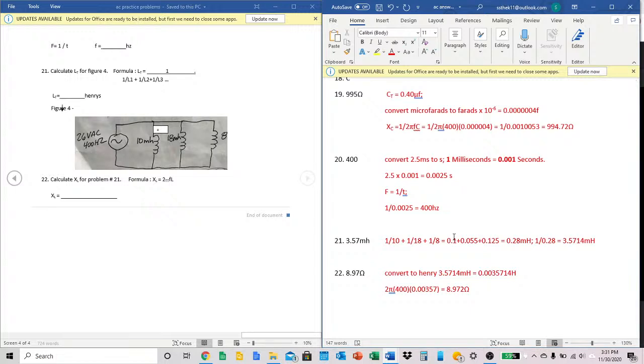0.0035714 Henry. We're going to plug all of that into our equation, which is 2 pi times 400, which is our frequency, times 0.00357. You multiply that all out, and that will give you 8.972 ohms is the total inductive reactance. Your answer key here rounds that out to 8.97 ohms. Okay, so that is the answer key for your worksheet.